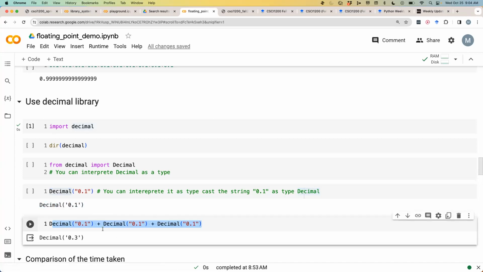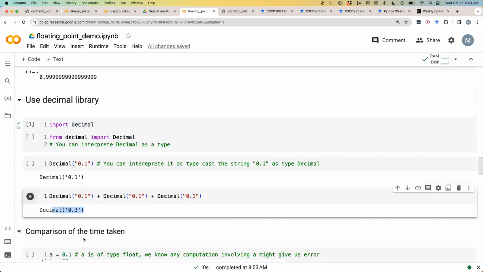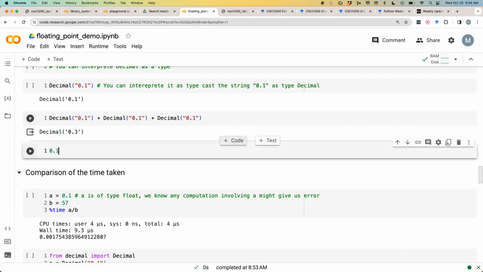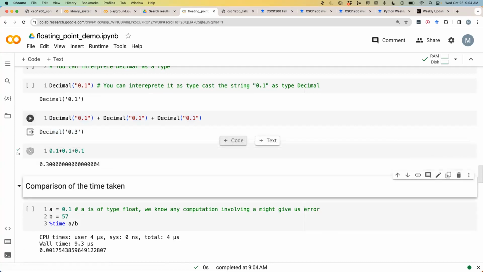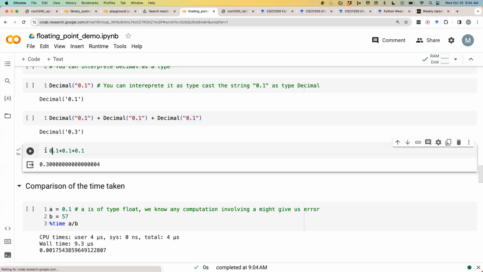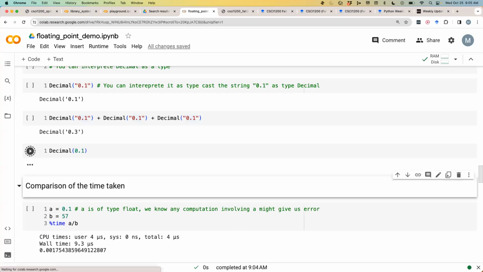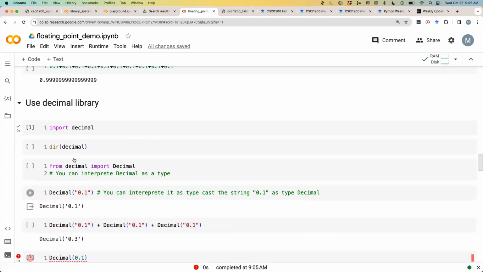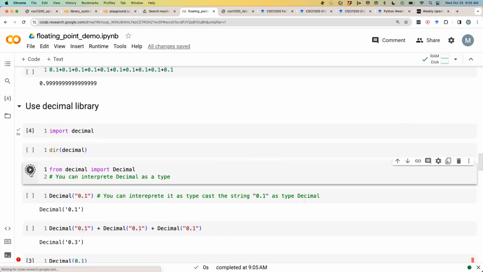When I do decimal 0.1 plus decimal 0.1 plus decimal 0.1, it will give me decimal 0.3, a precise calculation. In comparison to before, 0.1 plus 0.1 plus 0.1 will not give me a precise calculation. This is of type float, and this is of type decimal. Now, I want to bring your attention to this. Decimal can also take an int value, not just a string, okay? But if I do that, let's see what decimal 0.1 is. Okay, first I need to import it.